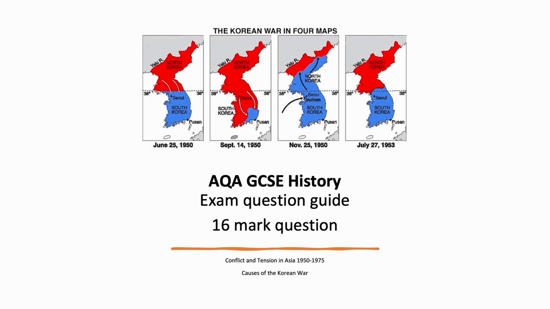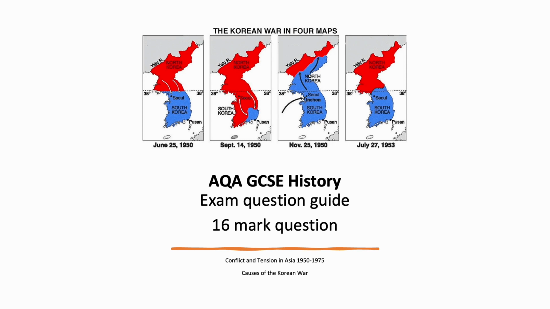So the 16-mark question is 16 marks in total, plus 4 marks for spelling, punctuation and grammar. I wouldn't worry about the SPaG marks too much. They're pretty simple. As long as you're spelling most words correctly, you can get 4 marks, and obviously we always want to aim for precise writing.